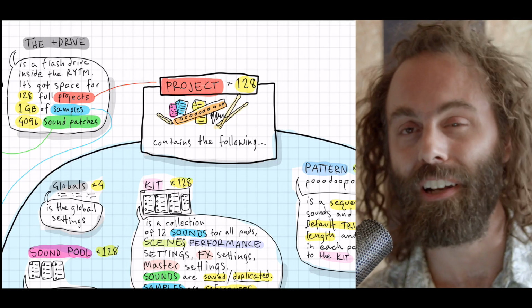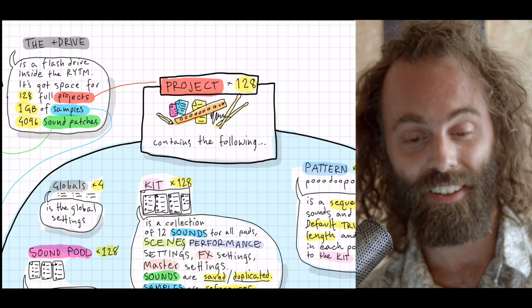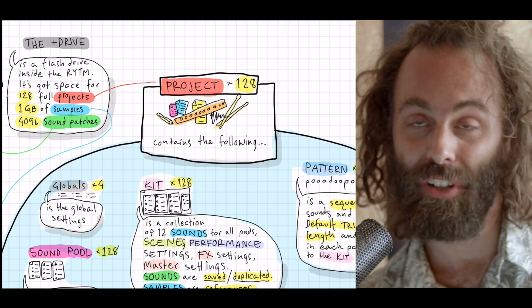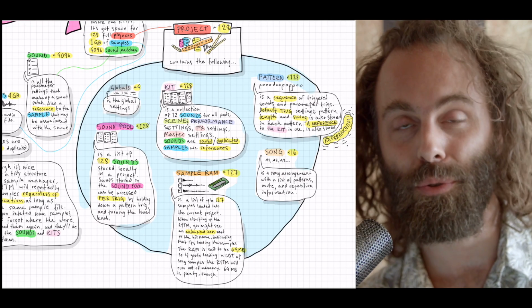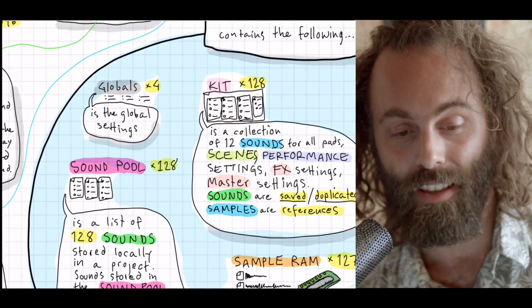One project per live performance. That's how I see it. You know, you could do it any way you want. But maybe first of all, what is a project? What is it? This is what's stored inside of a project. So a project contains the following.